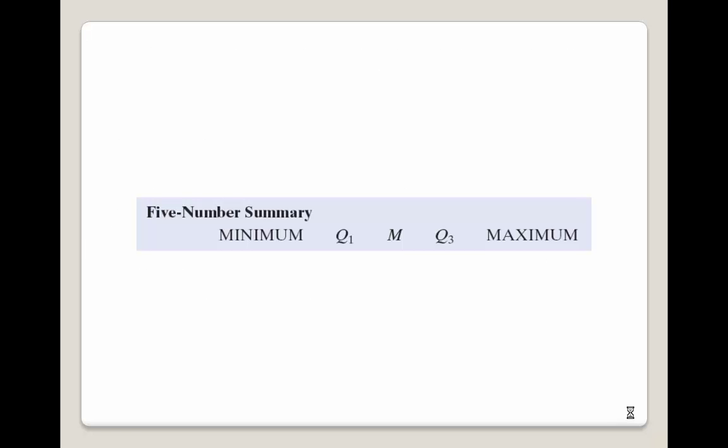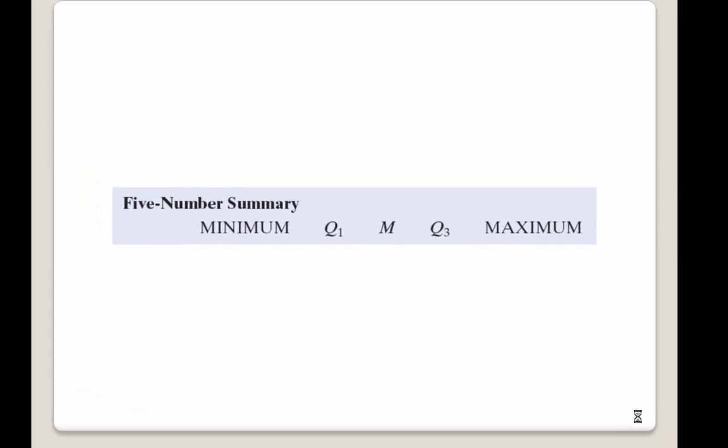The 5-number summary consists of the 5 numbers: the minimum data point, the first quartile, the median, which is also the second quartile, the third quartile, and the maximum data value.